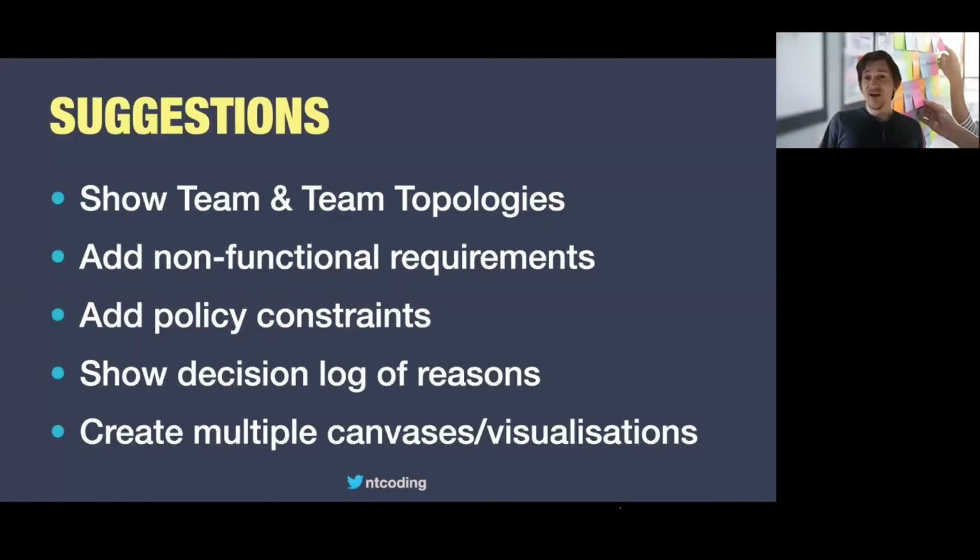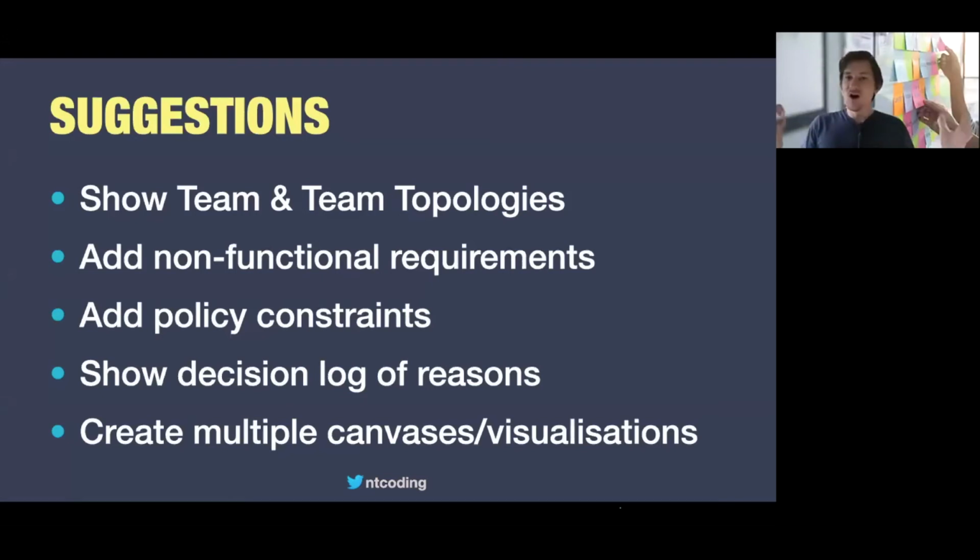And then people have started suggesting a bunch of other stuff we could do here. Why don't we show the team that owns the bounded context, and use some Team Topologies terminology and patterns here? Why don't we add non-functional requirements like scalability and uptime? Why don't we talk about the business policies and constraints? I can't think of an example right now, but just adding more information about business rules and policies. People talk about a decision log, like why did you make these choices, like an architectural decision record.